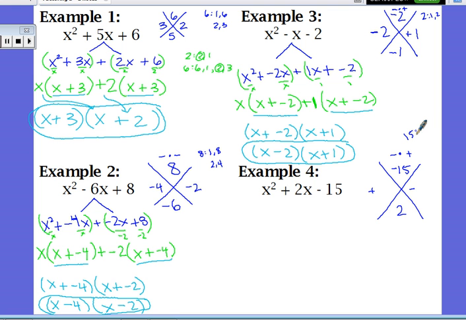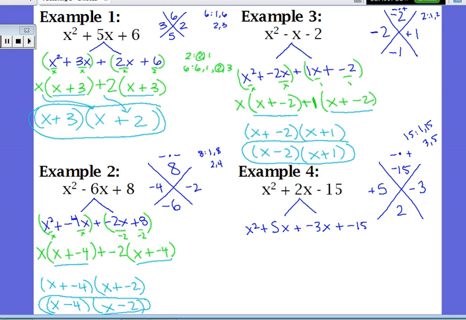Factors of 15 that we can write out are 1 and 15, and then 3 and 5. If I make the bigger number positive and the smaller number negative, 15 plus -1 does not get me 2. 5 plus -3 does get me 2. So we're going to write 5 and -3. Take those and split the 2x into 5x plus -3x. Bring down the plus -15 and the x squared plus.